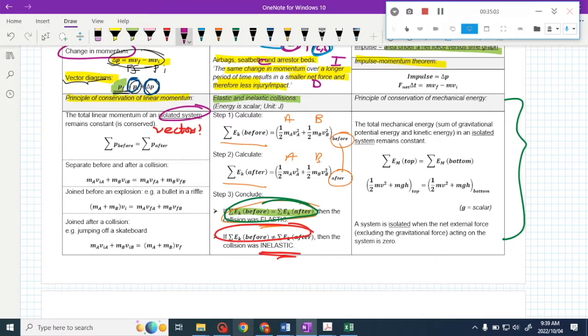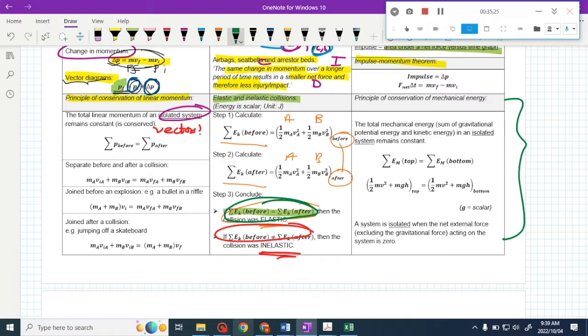We don't want friction to get in the way. We don't want air resistance to get in the way. We're not interested in those things. Those are external forces. Internal forces are the forces between the two objects that we are interested in. Does that make sense? Make sure that you know how to define an isolated system. It is important. It comes up very often.